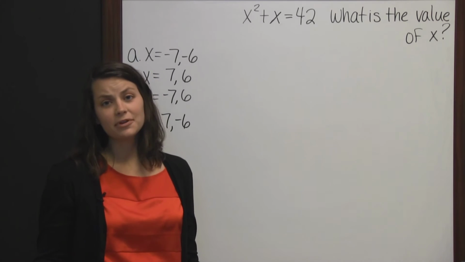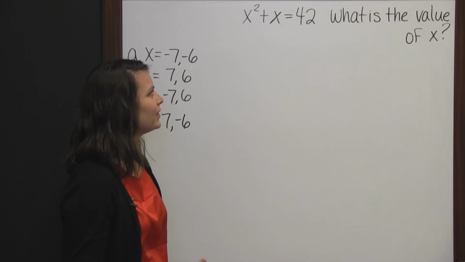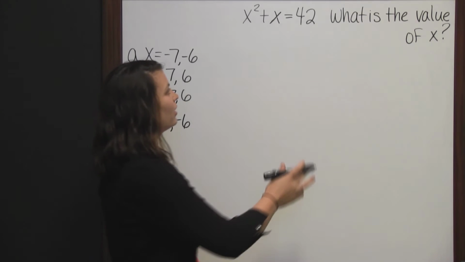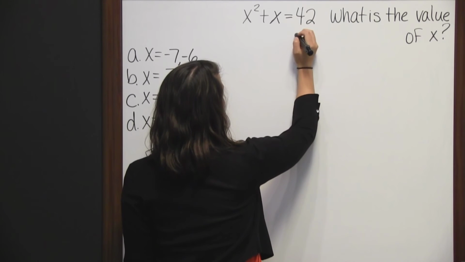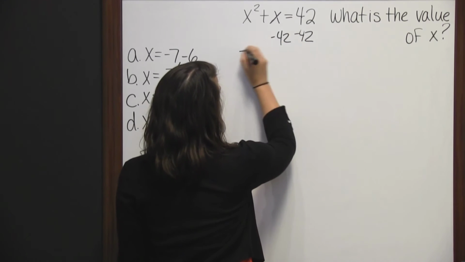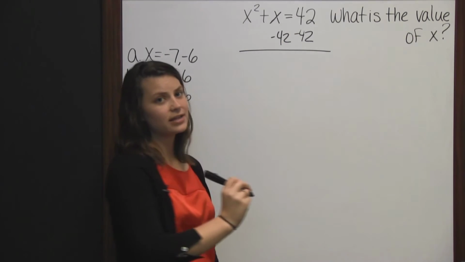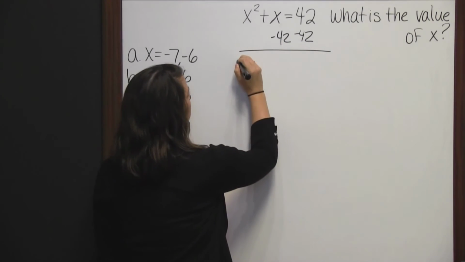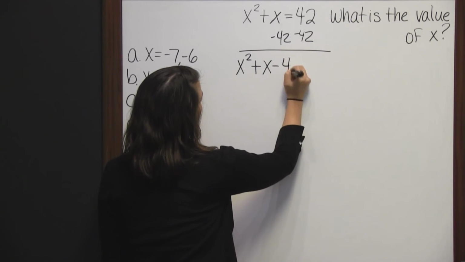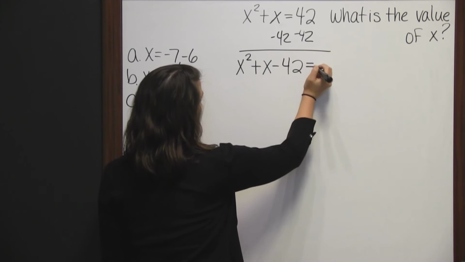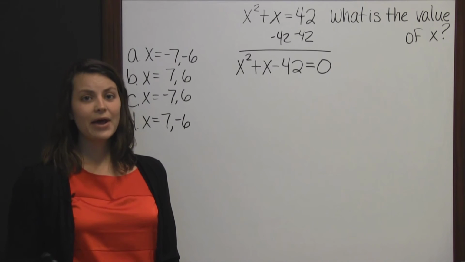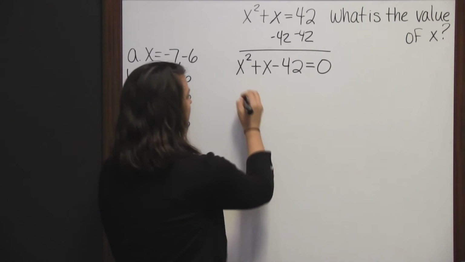And there are a couple of different options we have, really. But I'm going to show you how to solve for x by factoring. If I want to factor, then the first thing I need to do is move this 42 to the other side. So subtract 42 from both sides of the equation. So I have x squared plus x minus 42 equals 42 minus 42, which is 0. Now I'm ready to factor this trinomial.